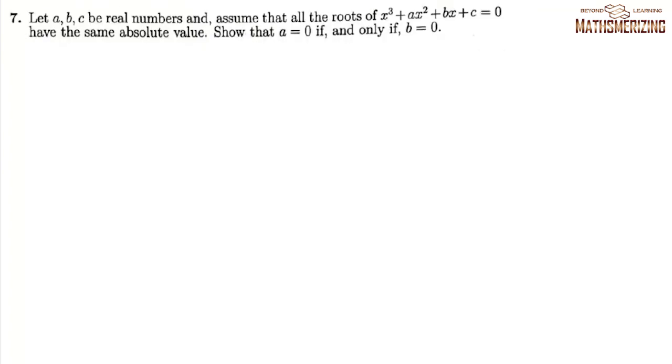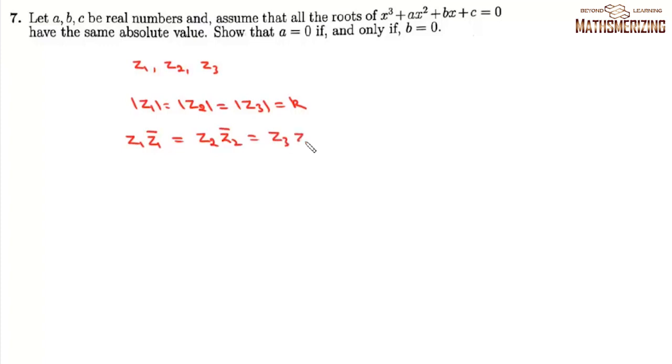Now question number 7 is, let A, B, C be real numbers and assume that all the roots have the same absolute value. Then show that A is 0 if and only if B is 0. Now suppose the roots are Z1, Z2 and Z3 and they have the same modulus. So that means mod Z1 equals mod Z2 equals mod Z3 and it is equal to say K. Now we square it, we can write Z1 Z1 bar equals Z2 Z2 bar equals Z3 Z3 bar and it is equal to K square.